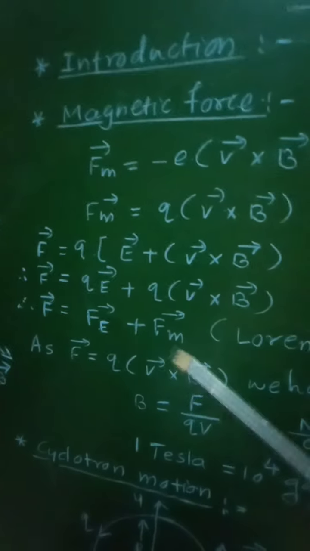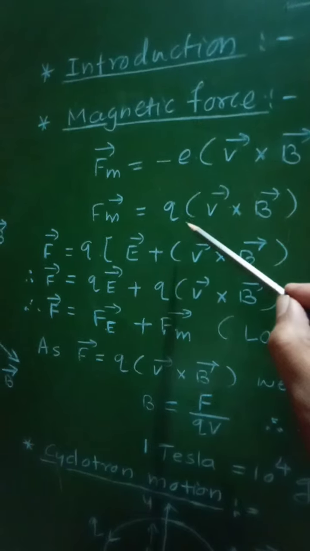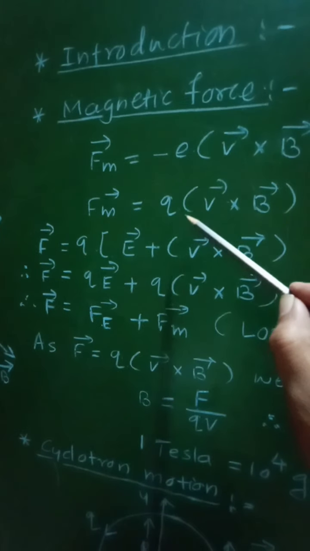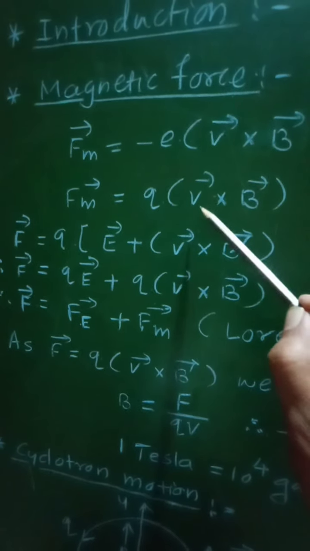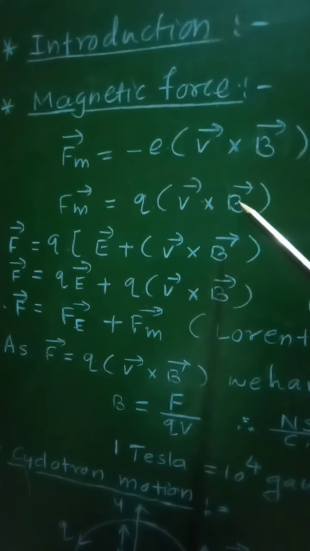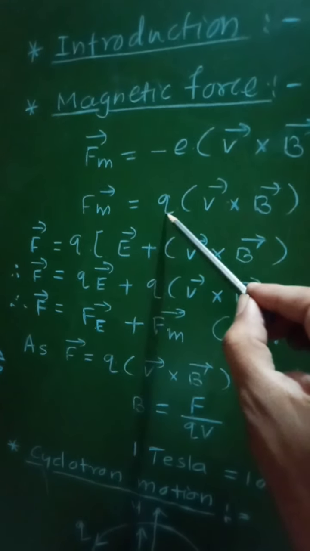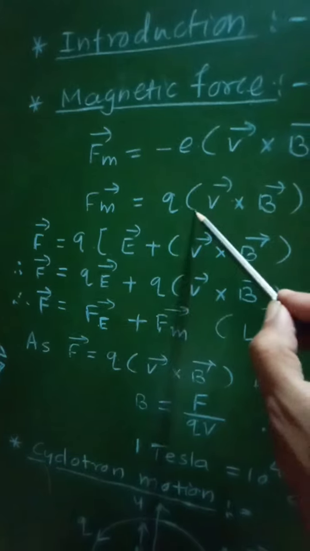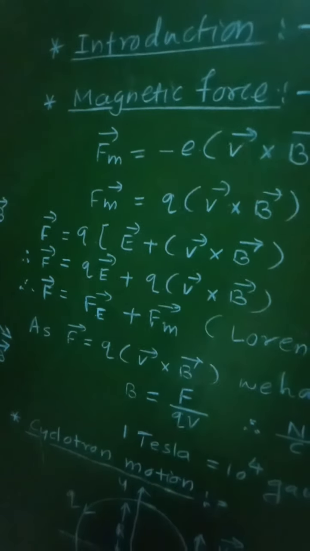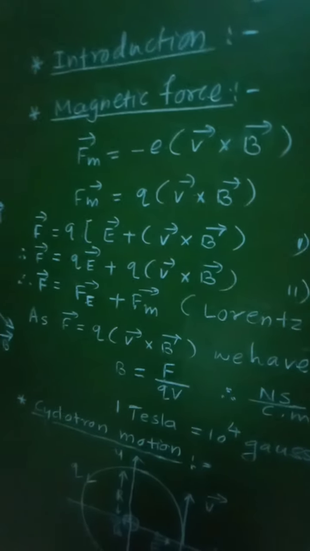Now in general, instead of this electron having charge -e, if you consider any charged particle having its charge equal to Q, it is moving with velocity v through magnetic field of induction B. At that time, the magnetic force acting on that charge Q is also given as Fm equal to Q into v cross B. So this force will be acting on that charge.